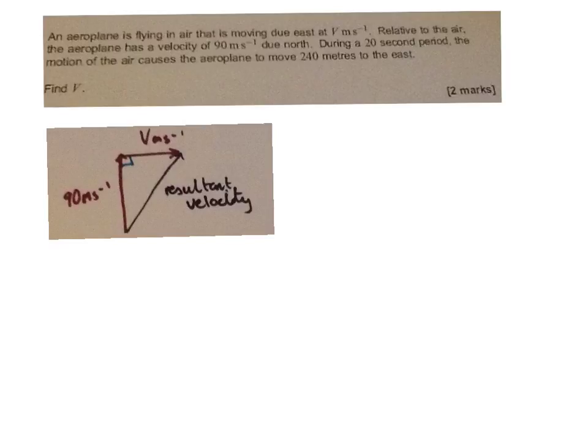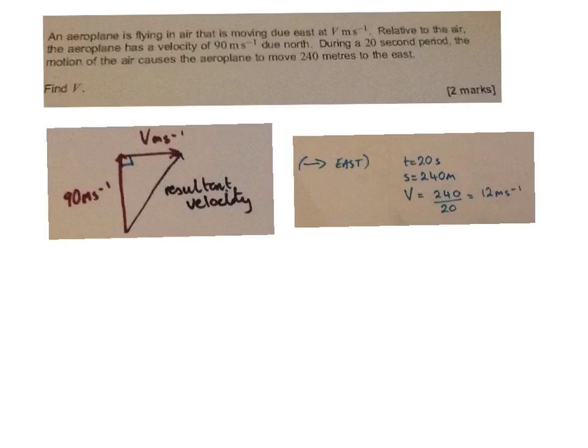So regardless of how far north it is moving during that 20 seconds, we know that every second it would move v meters per second to the east. So we can simply just look at the east direction. So in that direction, regardless of what else is going on, we know that they travel 240 meters in 20 seconds. So we can work out the velocity in that direction.